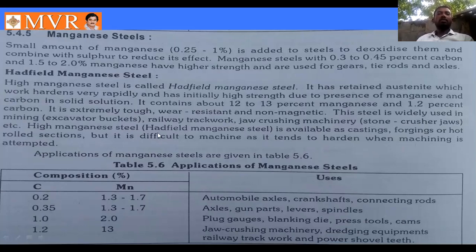High manganese steel, hard field manganese steel, is available as castings. This type of steel is also available as forgings or hard rolling sections. In manufacturing production we can use high manganese steels in casting, and also in forging and hard rolling sections.